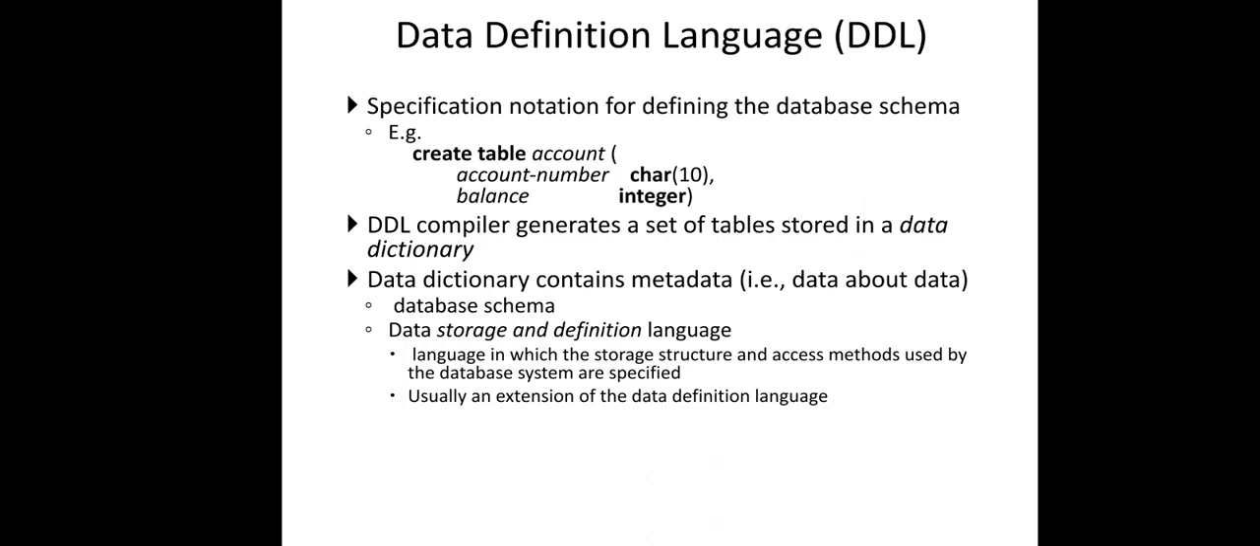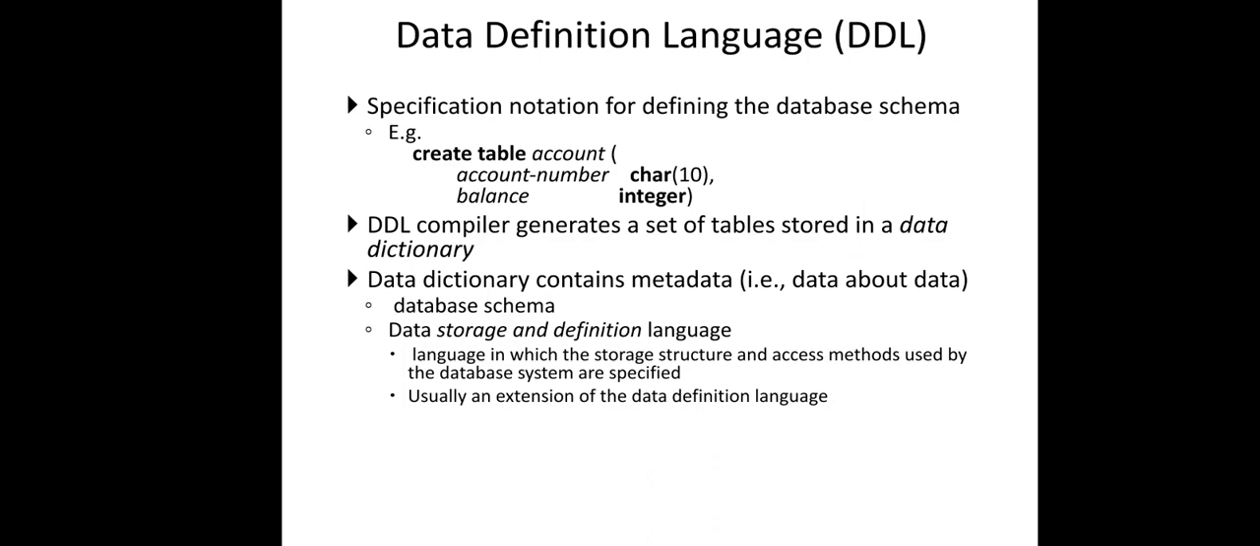Account table construction. Create table account, in brackets: account number is an attribute with its data type character and size 10. Attributes can be separated by a comma. The second attribute is the balance attribute with the data type integer. Okay, the DDL compiler generates a set of tables stored in a data dictionary.